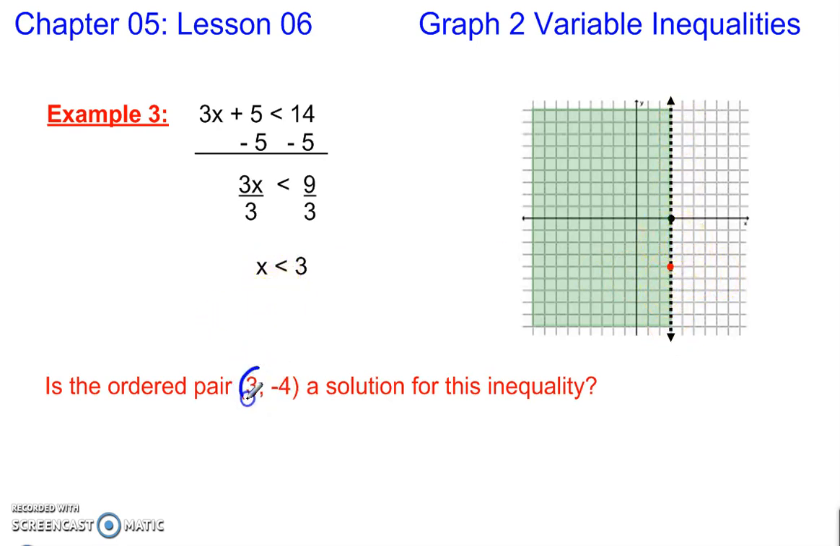If I plug this in, my x value is 3. I would put in 3 here for x. 3 is less than 3. That is not true. 5 and 0. Go to 5 and 0, that is part of the solution.